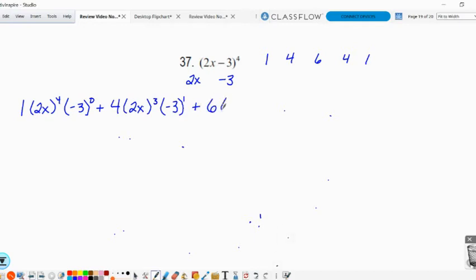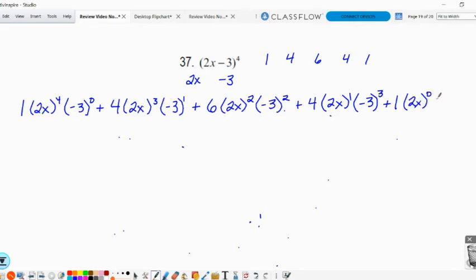Our next coefficient is 6, 2x squared, and then negative 3 squared. 2 plus 2 is 4. 4 is our next coefficient. 2x to the power of 1, negative 3 to the power of 3. 1 plus 3 is 4, and our last coefficient is 1. 2x is now to the power of 0, and negative 3 is to the power of 4.